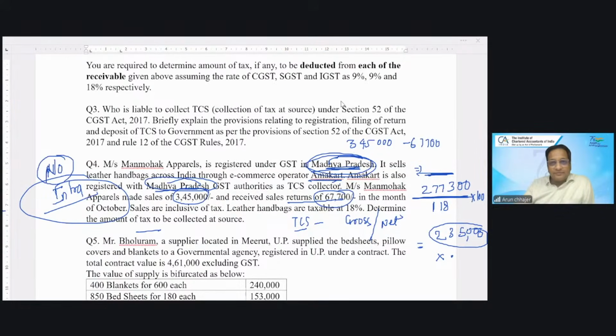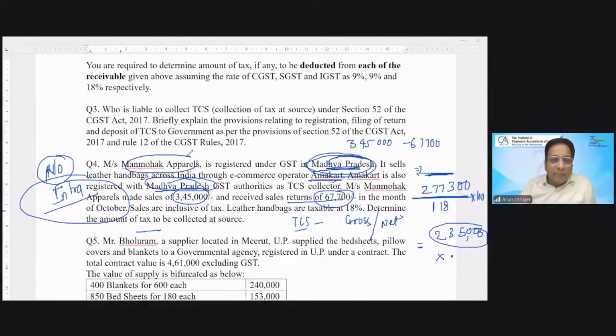Sir, if we are selling through an e-commerce operator, then for place of supply, do we need to see the location of the e-commerce operator? Do we look at the e-commerce operator's location to calculate place of supply? No. We are looking to the customer location.